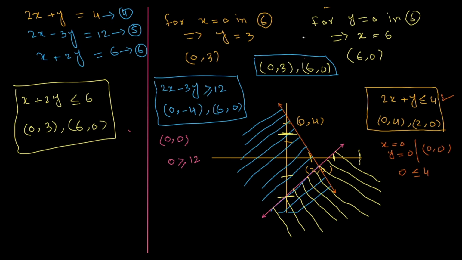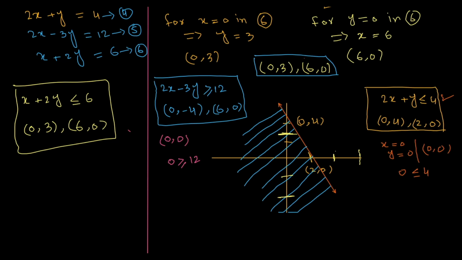Once again, I want to check the previous line. I can see that there is a problem in this line. So I am drawing this line once again, because this line was not correct. Okay, so 2, 4 and 6, this is correct, and this is our solution region.